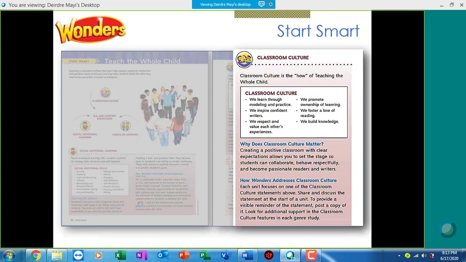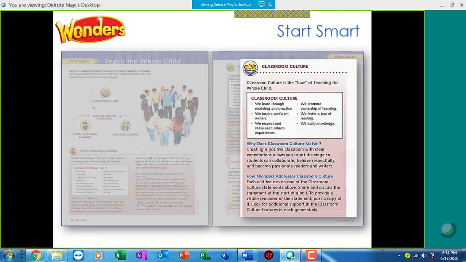During Start Smart, we're going to introduce each element of classroom culture. But after Start Smart, each unit will focus upon one of the classroom culture statements. And we're going to see that statement come to life in our room during that particular unit.